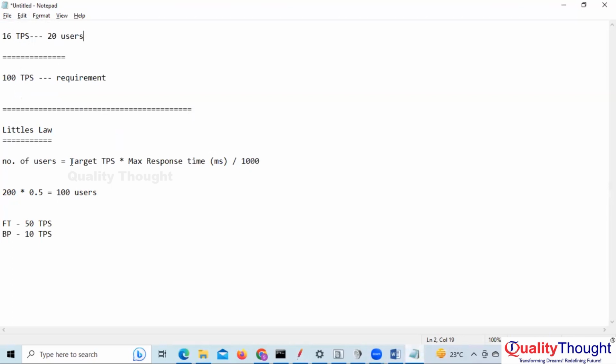Okay, fine. Target TPS is, what is our target TPS here? 100. Okay, 100 into again 0.5 seconds, like 500 divided by 1000. So in seconds it is 0.5. Yes. So our target must be how much in this case? 50, right? So we need to run with 50 users to achieve 100 TPS, right? Shall we run and check?